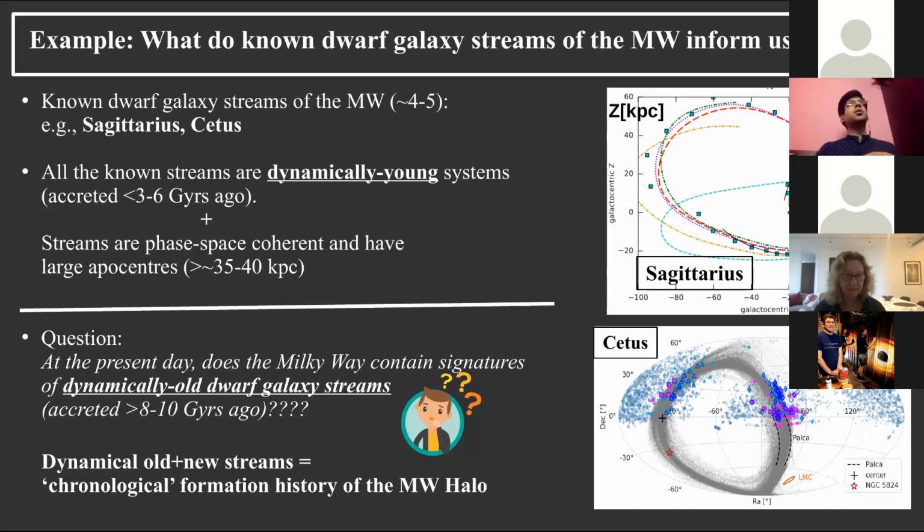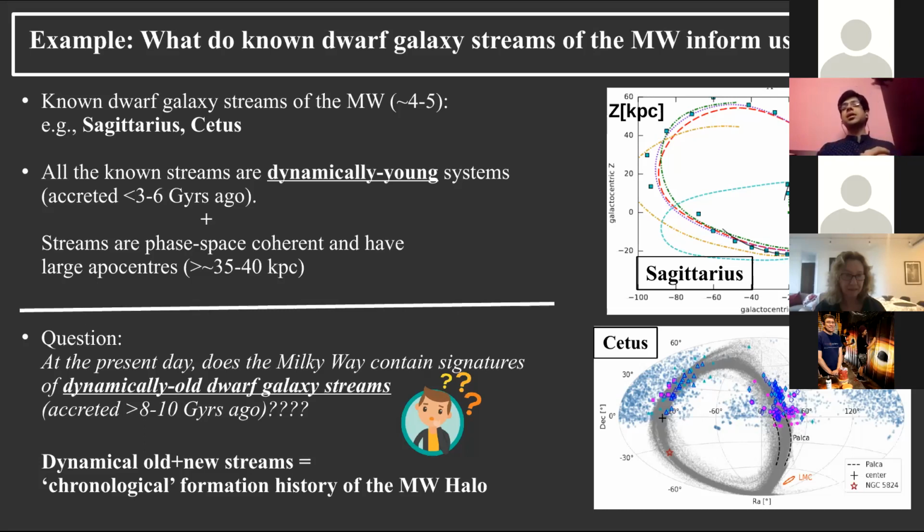So a question to think about at this stage is: at present day in the Milky Way, does our galaxy contain signatures of dynamically old streams, those streams that were accreted 8 to 10 gigayears ago, for example? And this is an interesting question because even the lambda CDM model suggests, as you remember, that the rate of accretions was quite a bit higher at earlier times. So there was lots and lots of accretion happening in the early history of our galaxy, so we do expect lots of streams to be found. But is it that those streams would have been completely phase mixed and are hard to detect? Or is it that we just need a better toolkit to be able to find those streams?